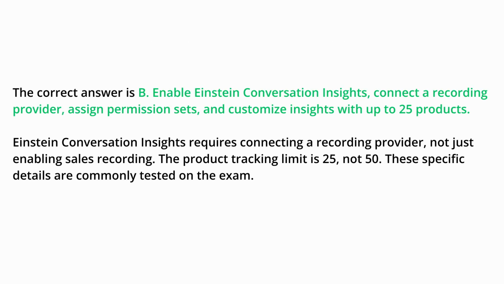The correct answer is B. Enable Einstein Conversation Insights, connect a recording provider, assign permission sets, and customize insights with up to 25 products. Einstein Conversation Insights requires connecting a recording provider, not just enabling sales recording. The product tracking limit is 25, not 50. These specific details are commonly tested on the exam.